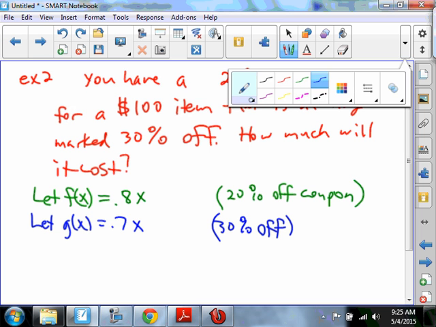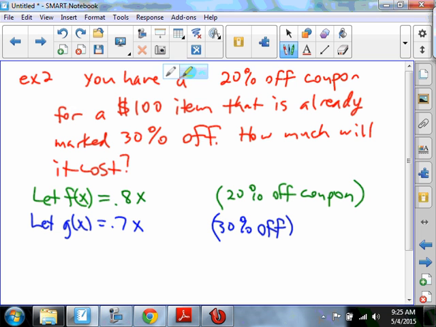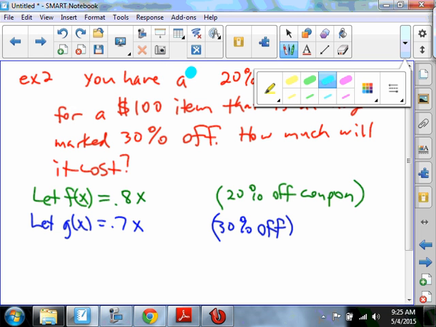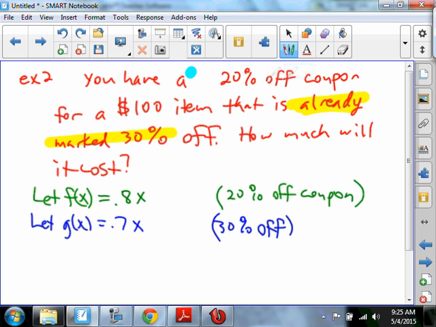Let me get my highlighter going here. Since it's already 30% off, what are we going to apply first? The 30%, right? So are we going to take f of g of x or g of f of x? It's going to be f of g of x. So what we're really finding here is f of g of x.